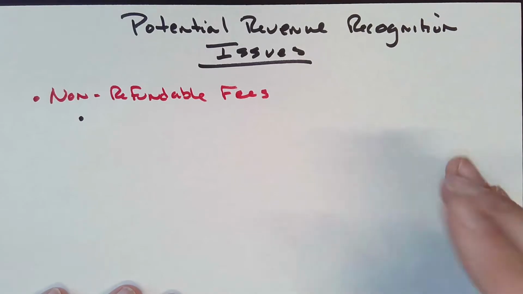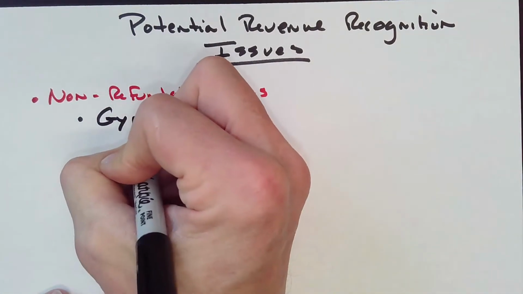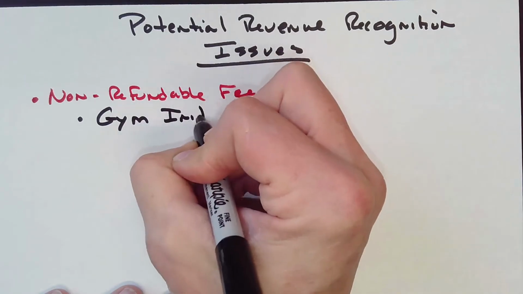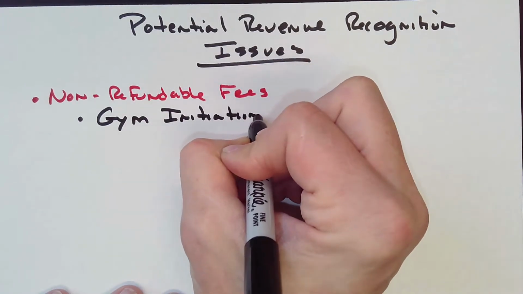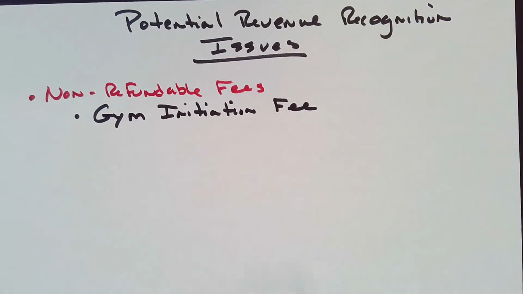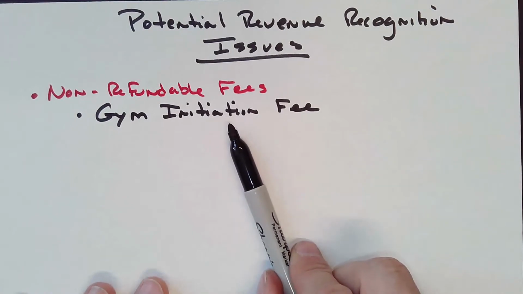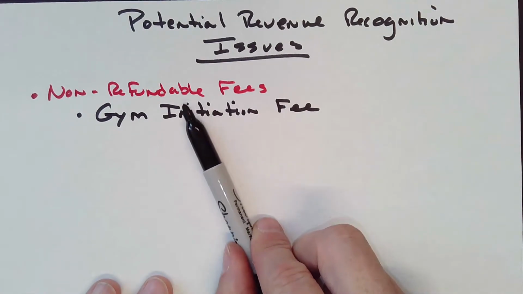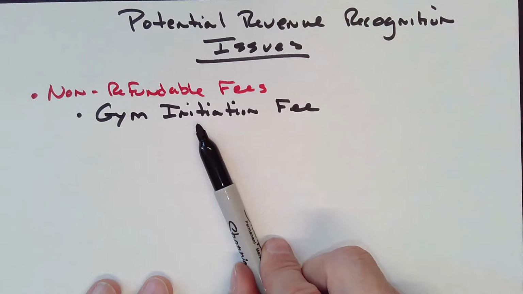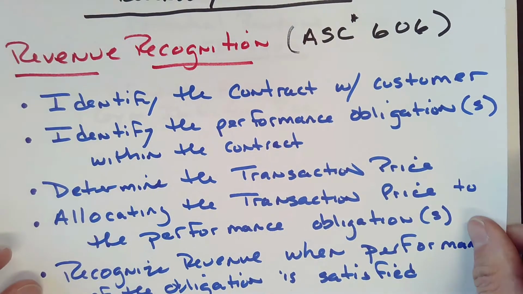An example of this might be, I just joined a gym and I have to pay an initiation fee. Okay. Do I get to recognize that revenue when I collect the fee? It's not refundable. I've got the money. Let's go through our revenue recognition. Let's bring this back up.